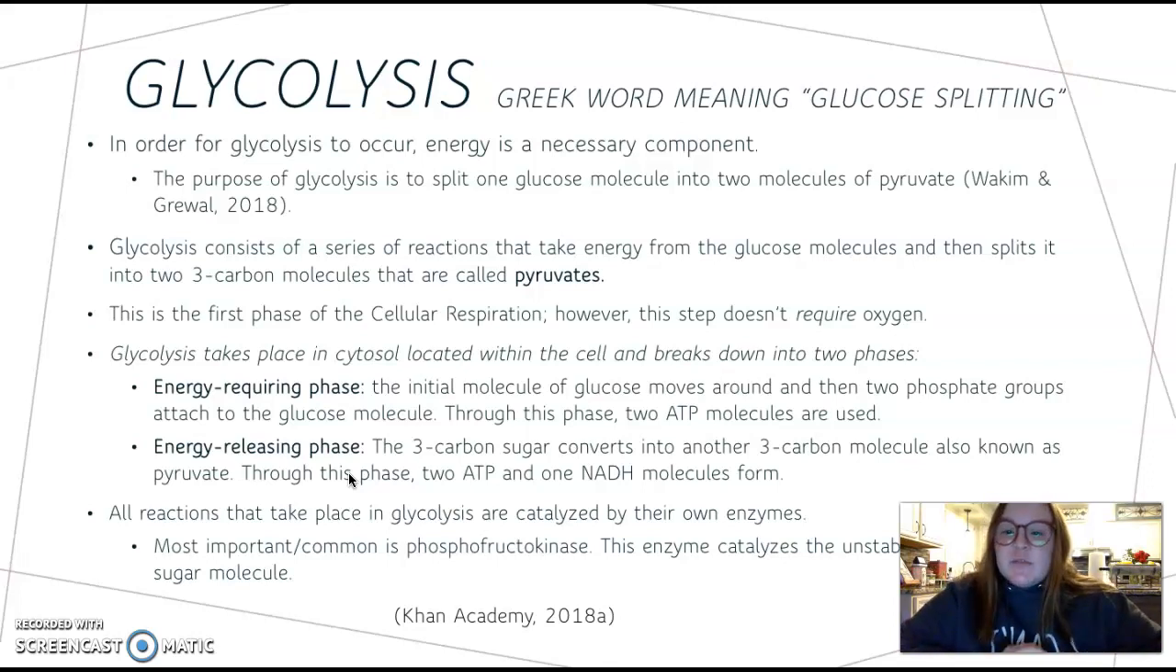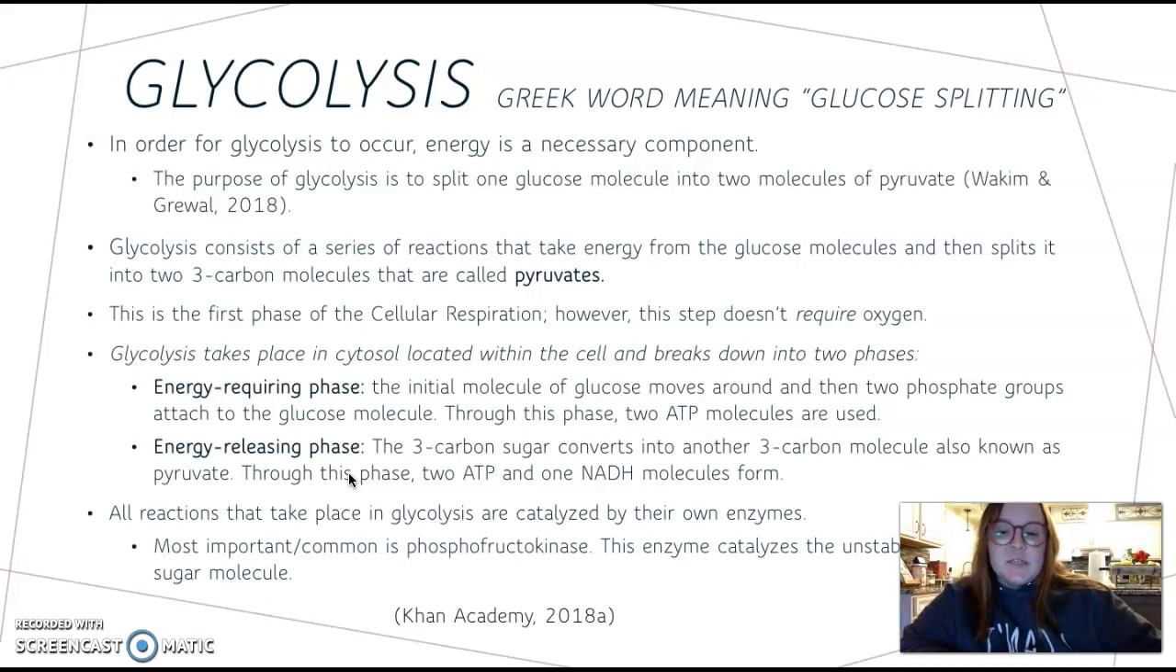Glycolysis consists of a series of reactions that take energy from the molecules of glucose. They then split it into 3 carbon molecules that are then called pyruvates. This is the first phase of cellular respiration, but it doesn't necessarily always require oxygen. For today's lesson, we are going to talk about the aerobic process, which does require oxygen.